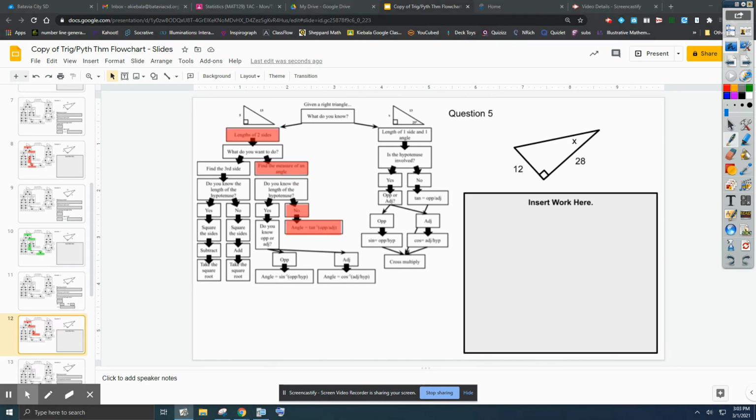All right, so we're given two lengths, 12 and 28, and this x is here, so we're trying to find that angle. Two lengths, find the angle. Do we know the hypotenuse? No. So we're going to use inverse tan.